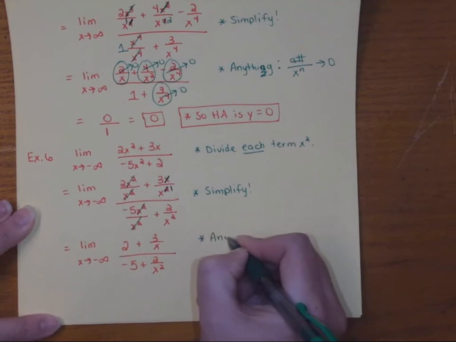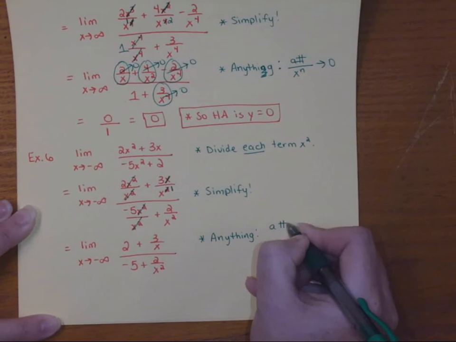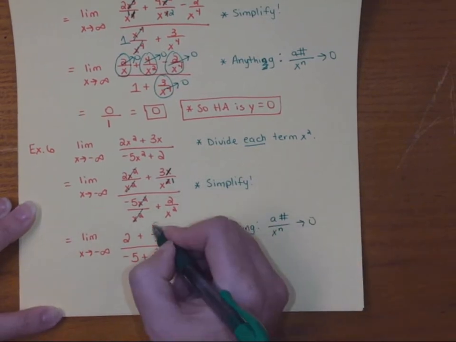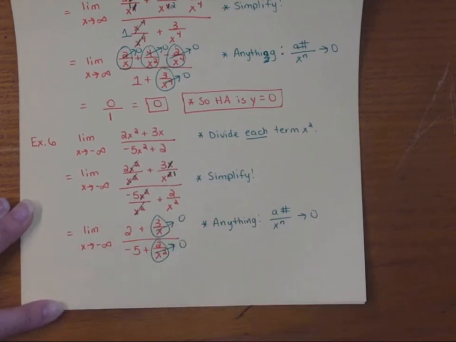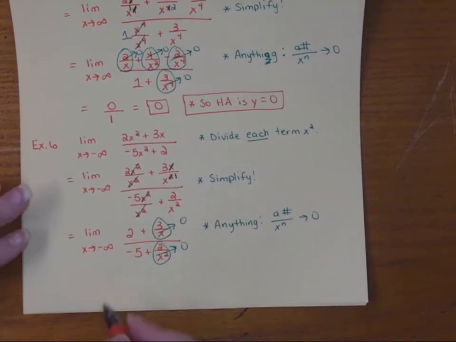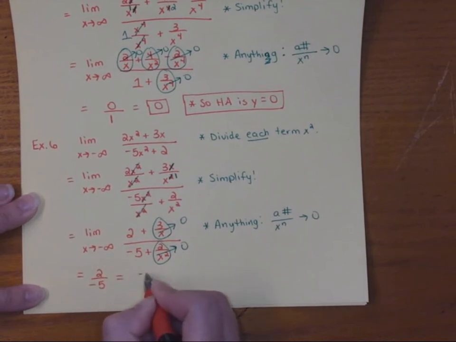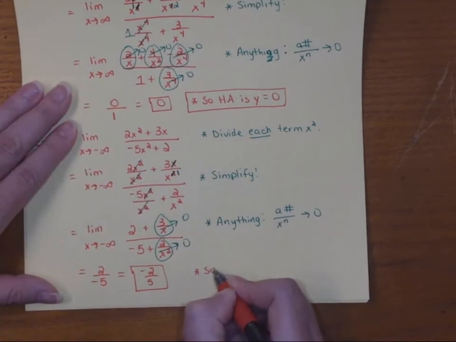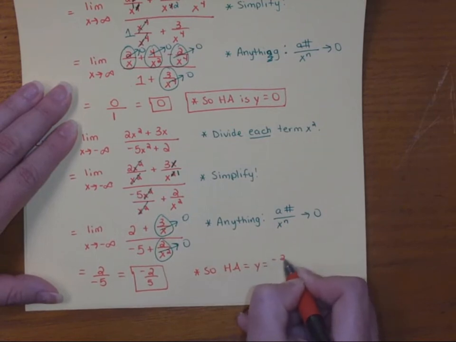And then in this step, anything where it looks like a number over x to the n would go to 0. So that covers this guy and this guy. They're both going to go to 0. And so all we're left with is 2 over -5, or just -2/5. So there is a horizontal asymptote since we got an answer here. So the horizontal asymptote would be y equals -2/5.